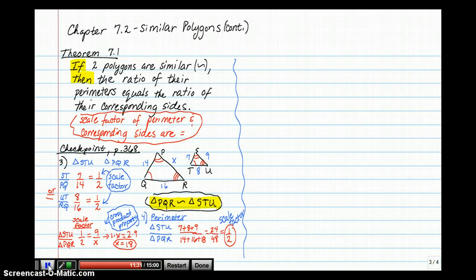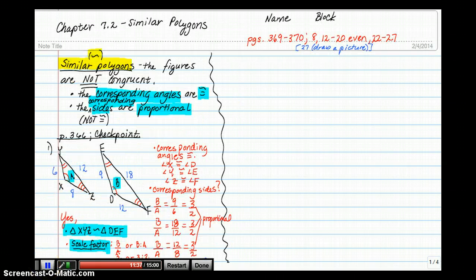Okay, now we're going to go up and look at what the assignment is, and we're going to talk about which problems definitely need work. All right, your assignment is pages 369 to 370, 8, 12 through 20 even, and 22 through 27. And on 27, I'm going to strongly recommend that you draw pictures. So go ahead and take a second, pause the recording, write that down. You're going to show your work on the right-hand side of your paper.